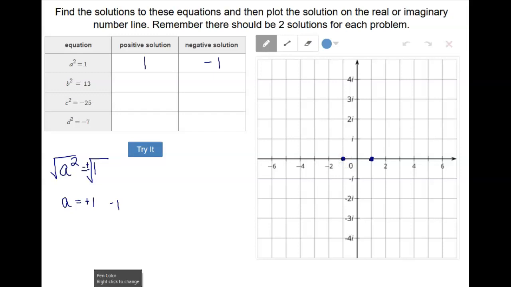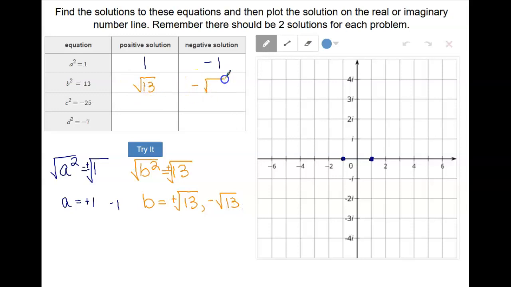All right, for b, we have b squared is equal to 13. So again, we're going to take the square root on both sides, and we have to take the positive and the negative version of that square root. So you would have b is equal to the positive square root of 13 and the negative square root of 13. And that's going to be somewhere in between 3 and 4 on the number line, because 3 squared is 9 and 4 squared is 16. So in between 3 and 4 somewhere.